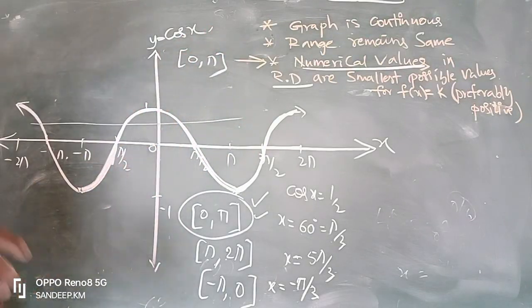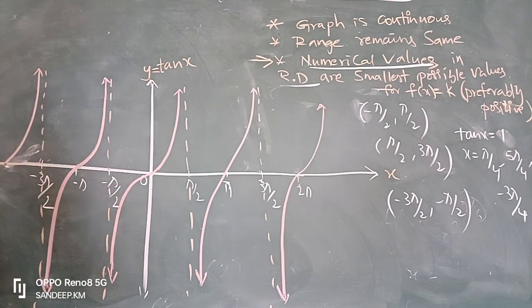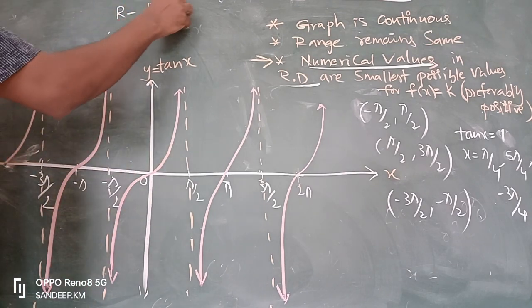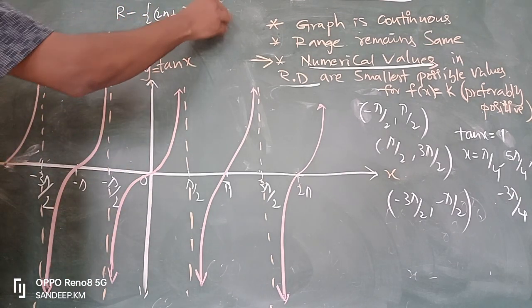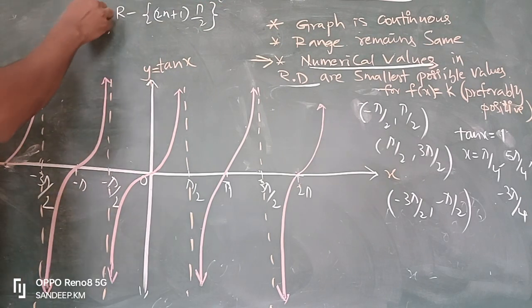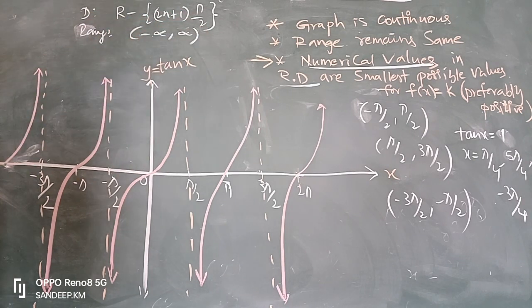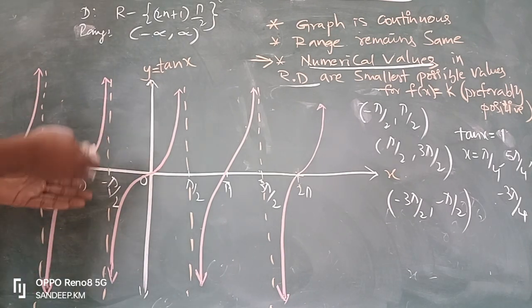Next, tan x. Here is the graph of y equals tan x. The natural domain of tan x is any real number except odd multiples of pi by 2. And the range of tan x is from minus infinity to plus infinity. So in its natural domain, tan x is not a bijection because it is not one-one.